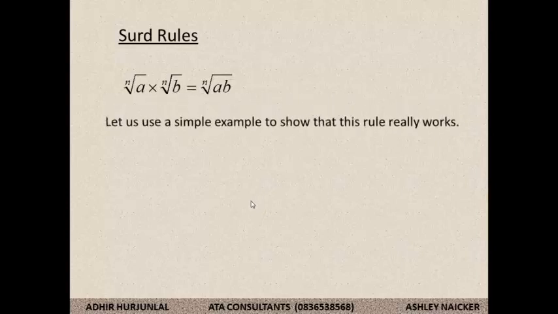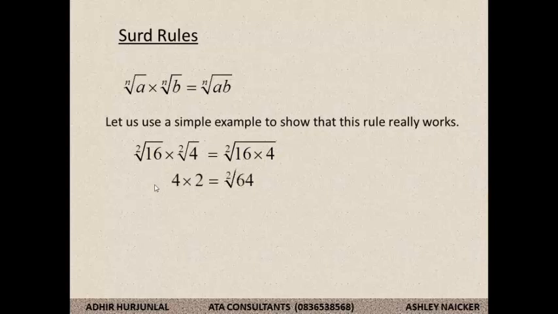Simple example. Let's consider this. If I ask you what is the square root of 16 multiplied by the square root of 4? And I'm saying according to my rule, this is the same as the square root of 16 times 4. Now if this balances off, it means that this rule actually works. Let's double check. The square root of 16 is 4. The square root of 4 is equal to 2. And 4 times 2 we know is equal to 8. 16 times 4 is 64. The square root of 64. 4 times 2 is equal to 8, and the square root of 64 is equal to 8. Which means, guys, my rule on the top here really works.